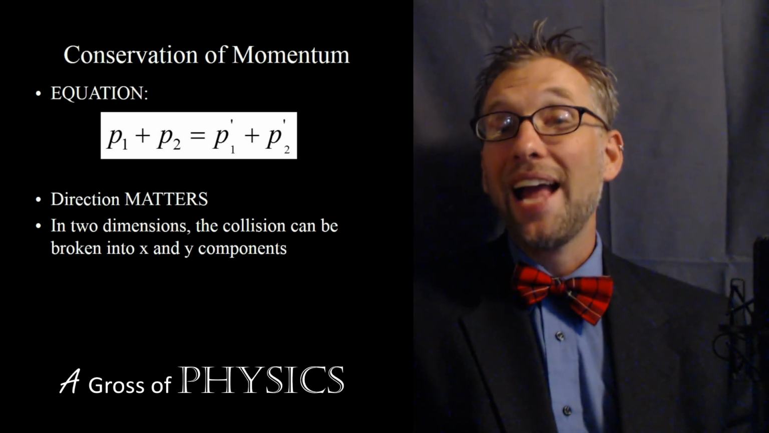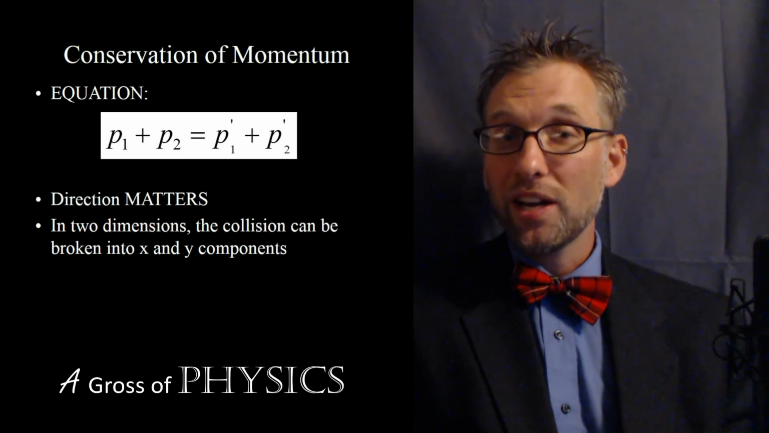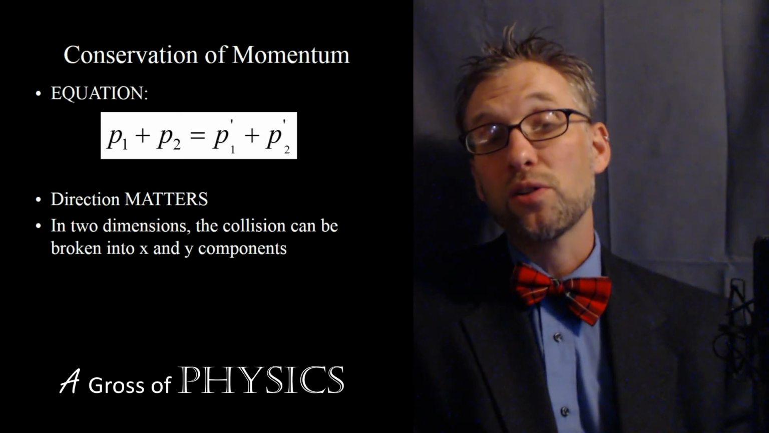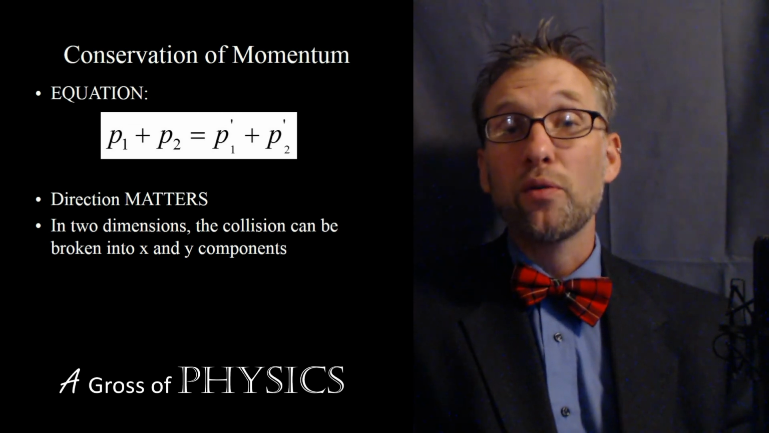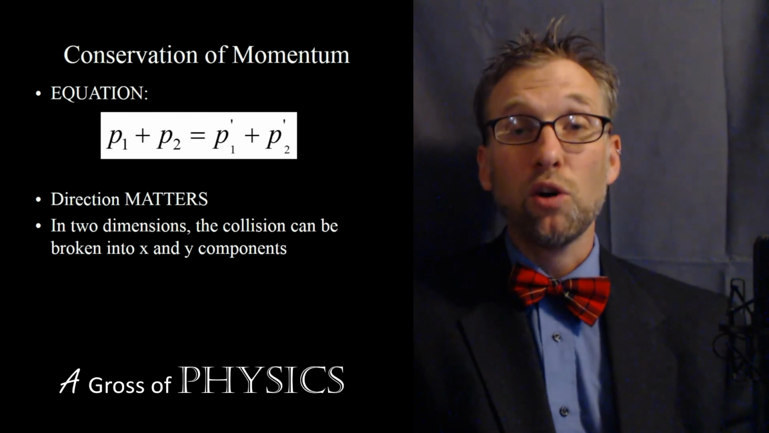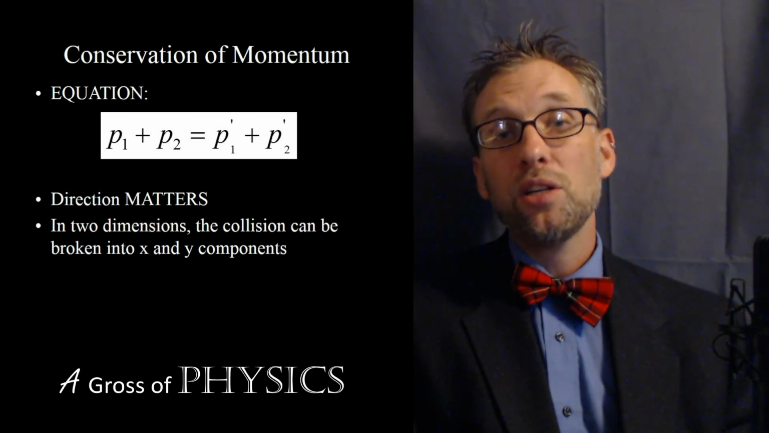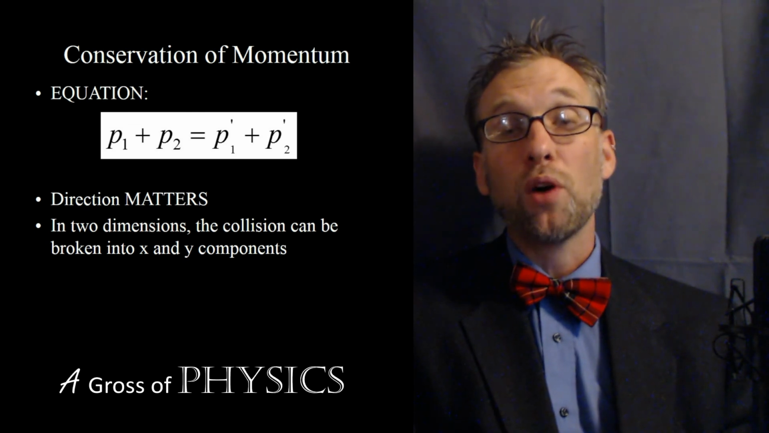Remember, though, if we have anything in angles, you're going to have to resolve the vectors into components first. And the reason we can do this is because perpendicular vectors are independent. So the x and the y directions for the momenta are separate from one another. So we'll have two sets of equations. But for our purposes, if we just say P1 plus P2 equals P1 prime plus P2 prime, we're going to be in good shape.